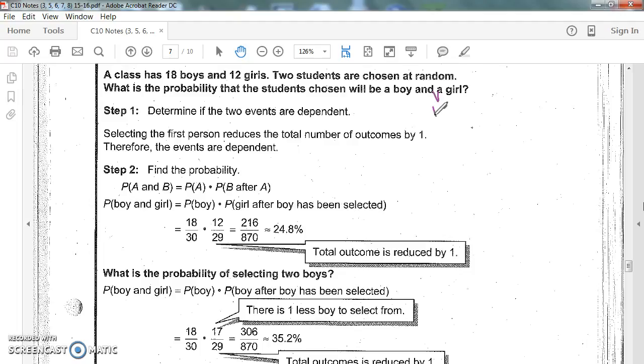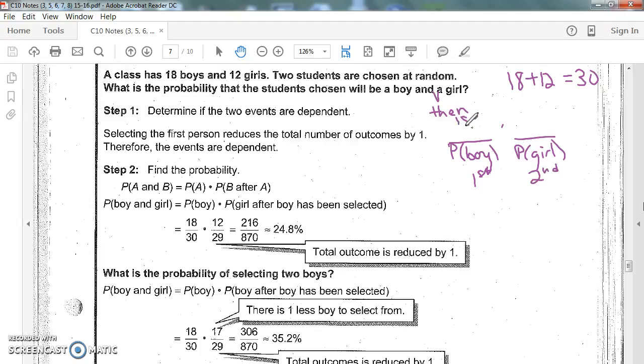From the way they've answered this here, we need to say a boy and then a girl, that the first student chosen will be a boy and the second student chosen will be a girl. So I'll walk through this with you. 18 boys plus 12 girls is 30 students altogether. So the probability of a boy being selected first times the probability of a girl being selected second.